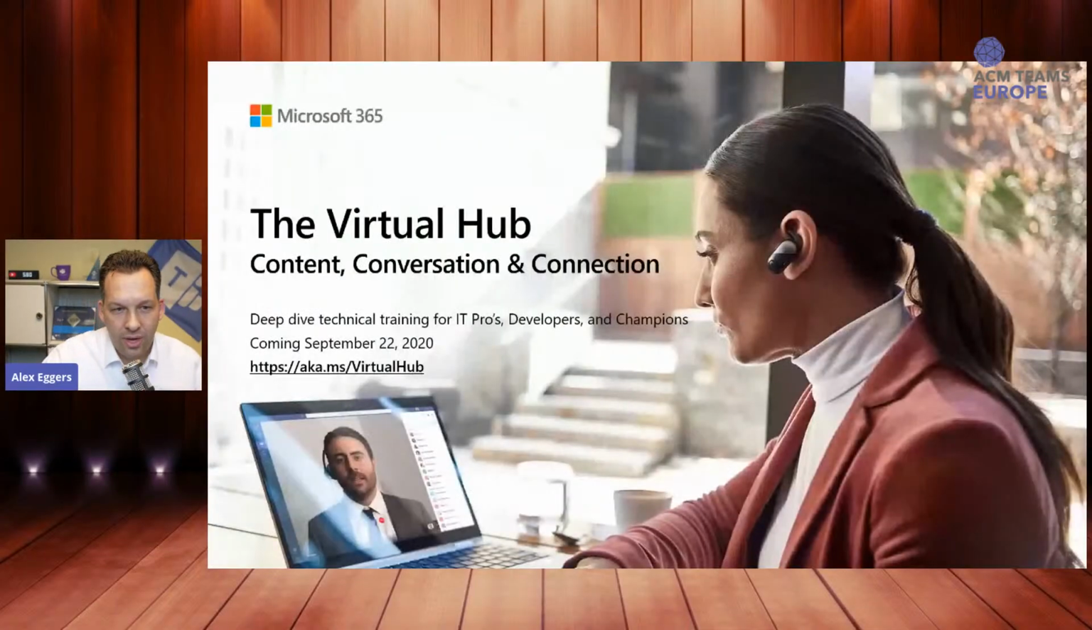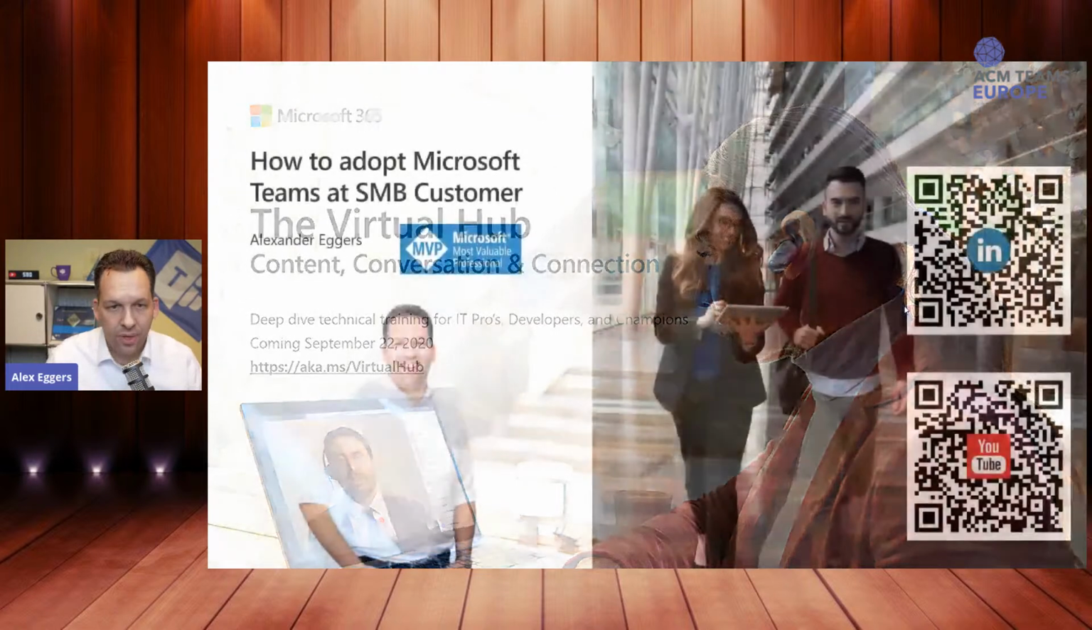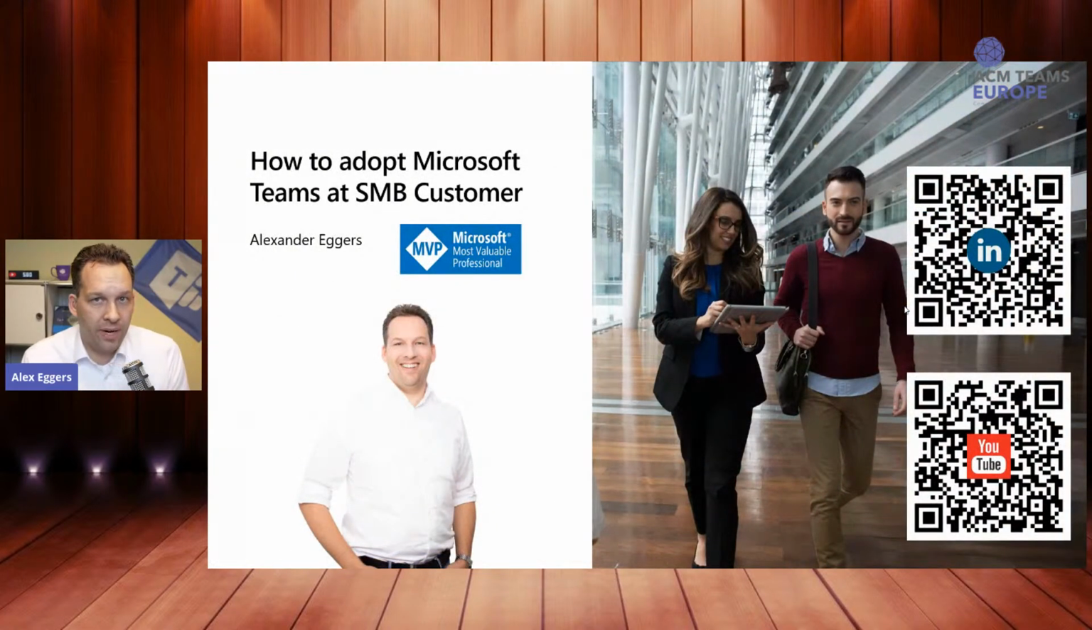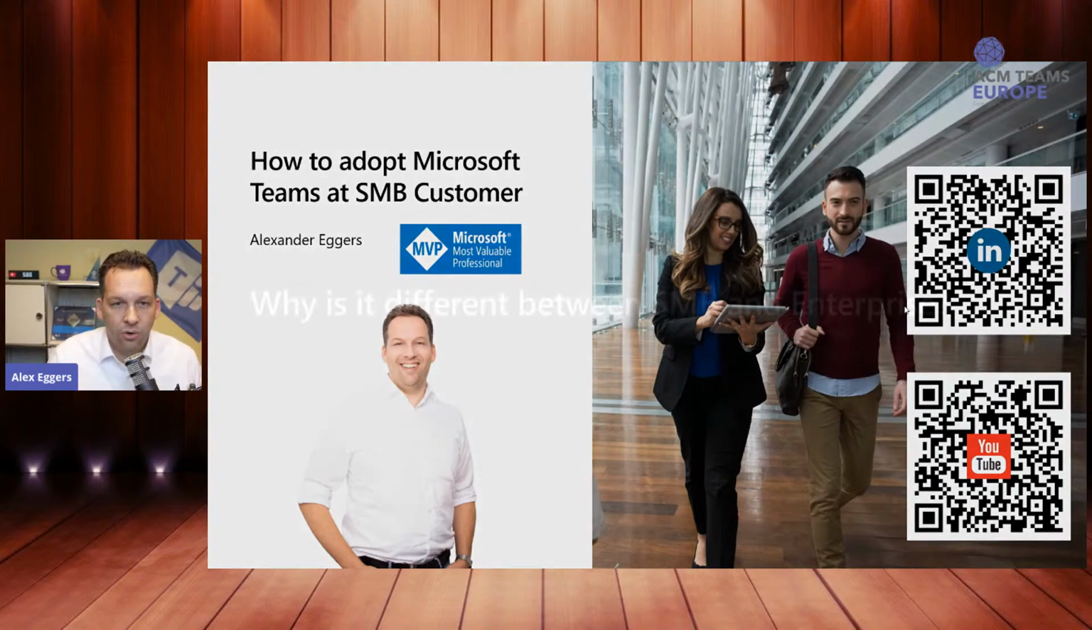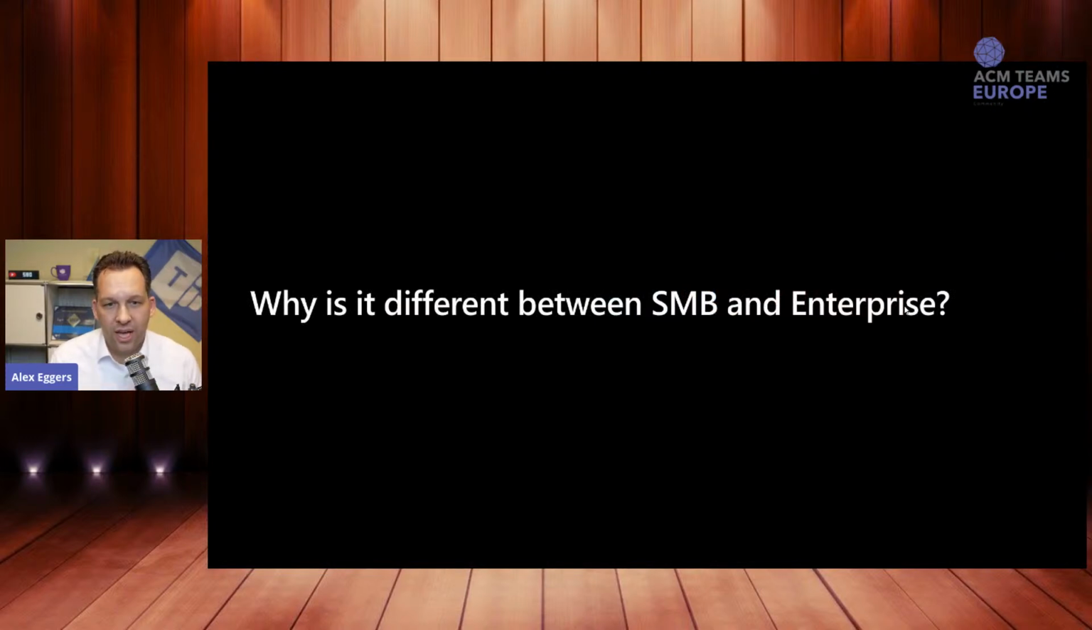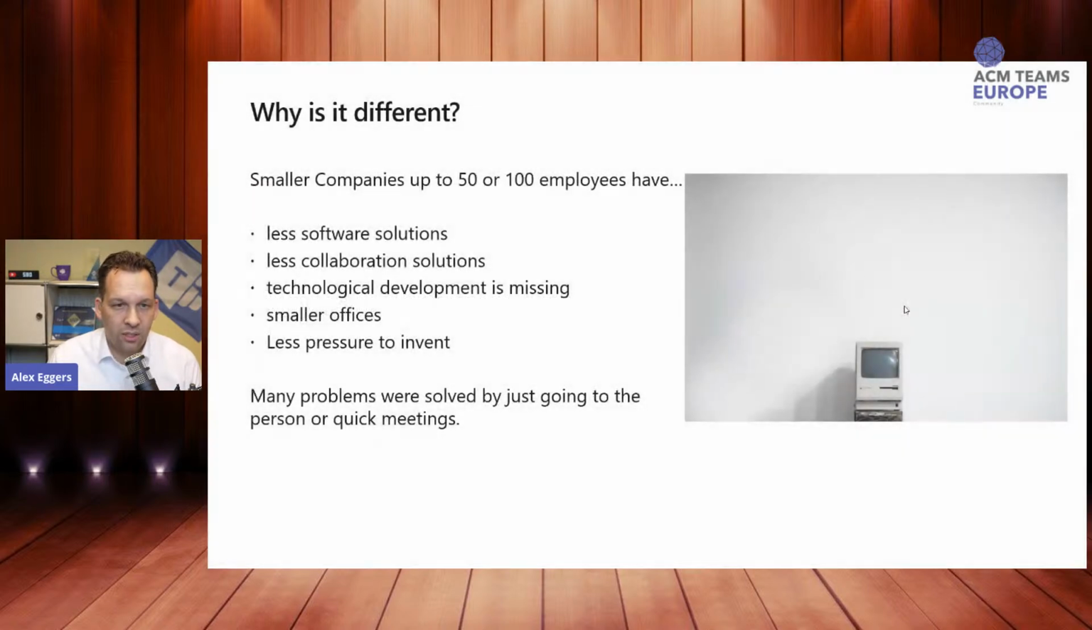So let's see, I have to change the screen here. So here we are. The first part is adopting Teams in SMB customers, and this is my session I already did for the Microsoft Virtual Hub. I didn't change the slides, but I compressed it a little bit, so it's shorter for you now. The question is how to adopt Microsoft Teams and what is the difference between SMB and enterprise customers. What is useful to know about this?